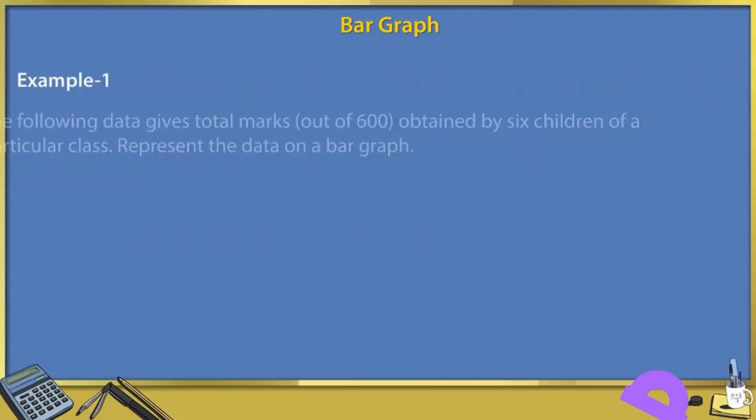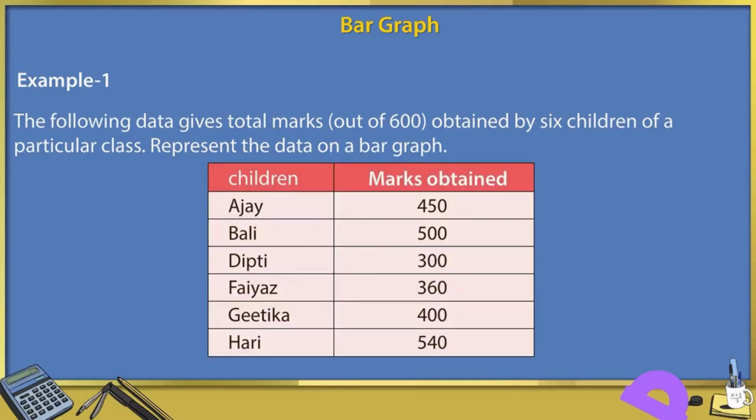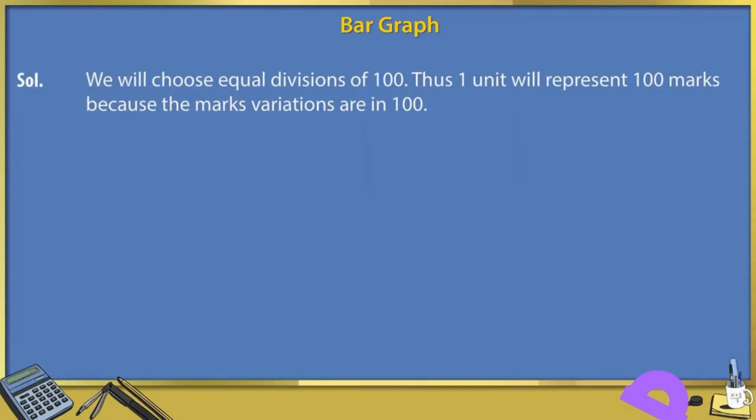Example 1. The following data gives total marks out of 600 obtained by 6 children of a particular class. Represent the data on a bar graph. Solution. We will choose equal division of 100. Thus, 1 unit will represent 100 marks because the marks variation are in 100.